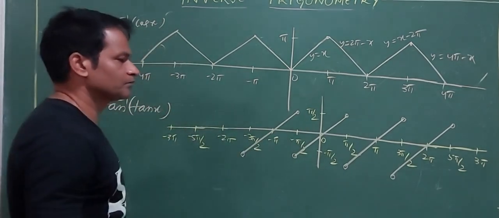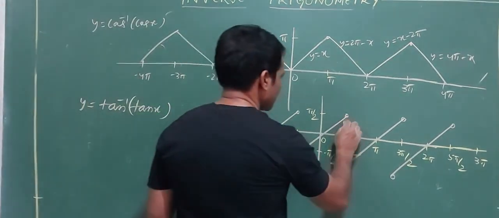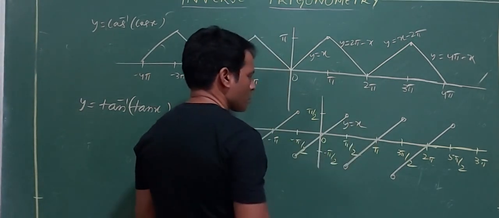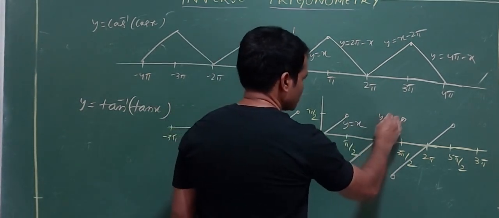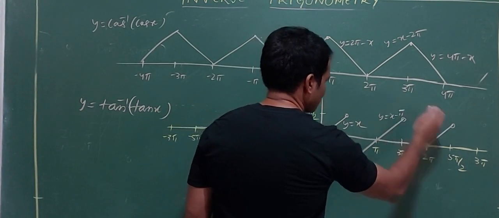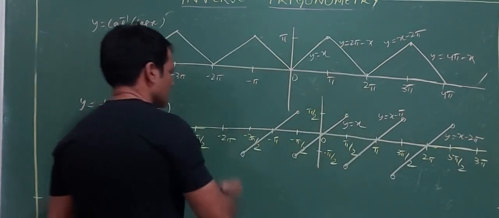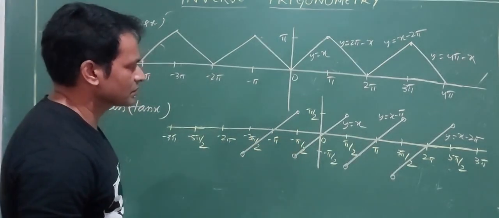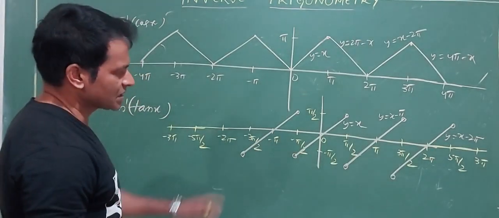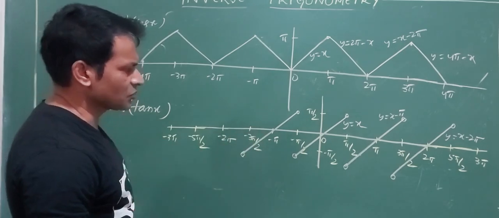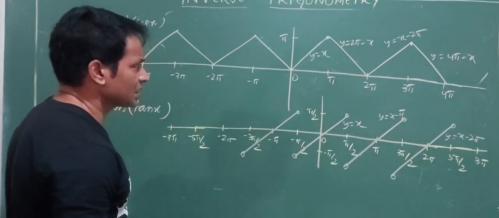Continue the graph. Equations can easily be found: y is equal to x, this is y is equal to x minus pi, y is equal to x minus 2 pi. Similarly, find out all the equations. Alright, what is the advantage of it? Just try to get the idea of how to draw the graph, then I will tell you.